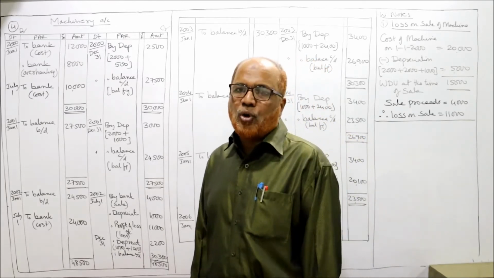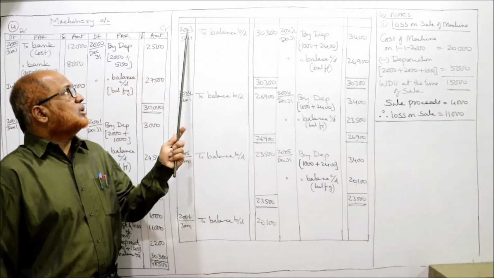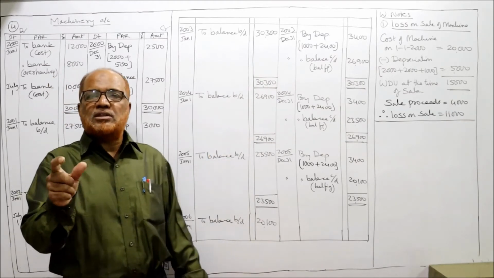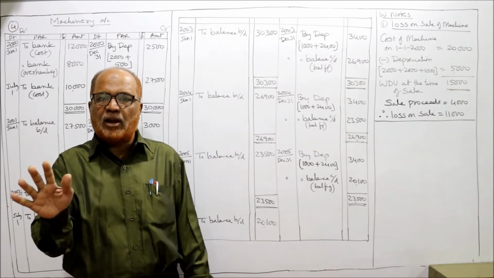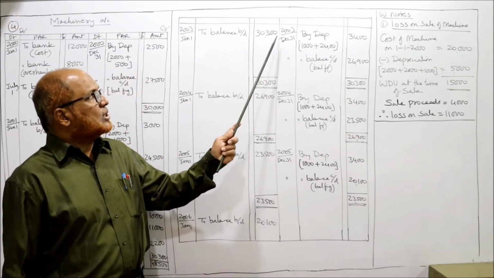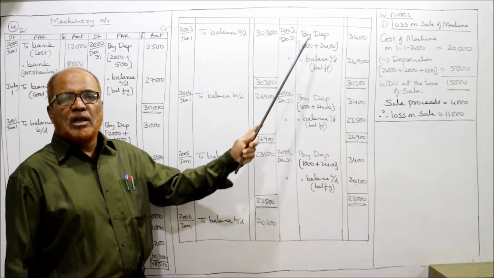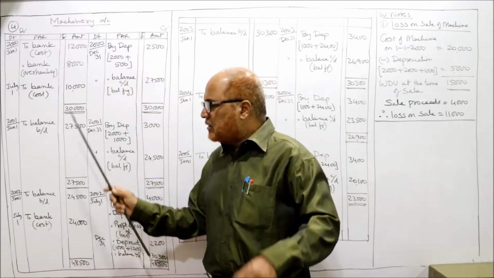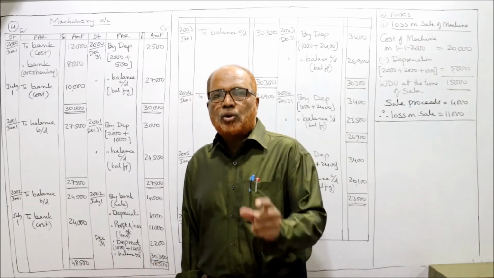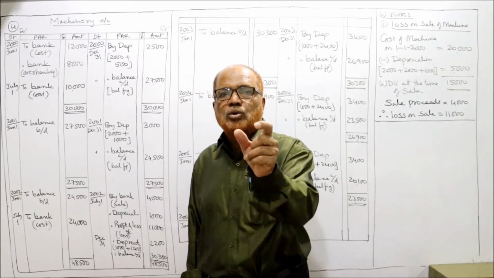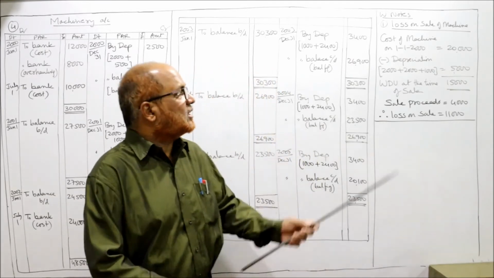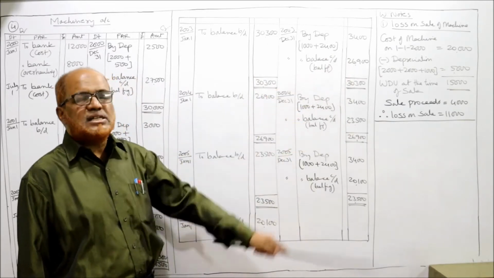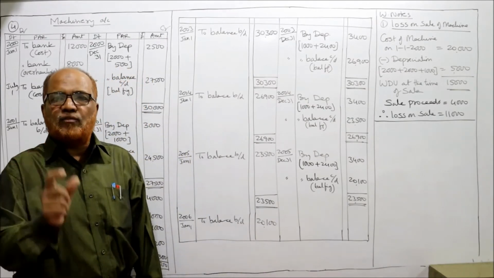Now I am coming to the fourth year, 2003. So on the debit side, 2003 January 1st, to balance brought down, 30,300. During 2003, there is neither purchase nor sale of any machine. So we close it. On 2003 December 31st, by depreciation. Now we have to provide depreciation on two machines, the second machine and the third machine. Second machine depreciation, 1,000. Third machine depreciation, 24,000 into 10%, 2,400. So 1,000 plus 2,400, 3,400 depreciation. Take the total, 30,300 minus 3,400, 26,900 is the closing value at the end of 2003.